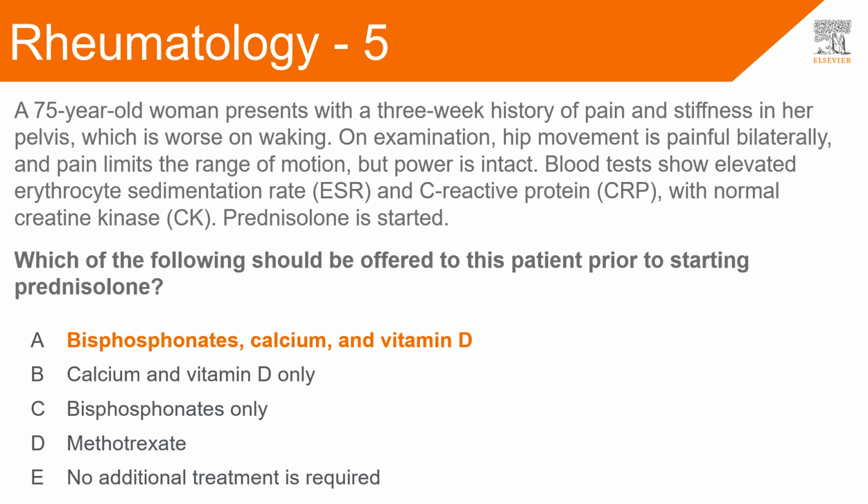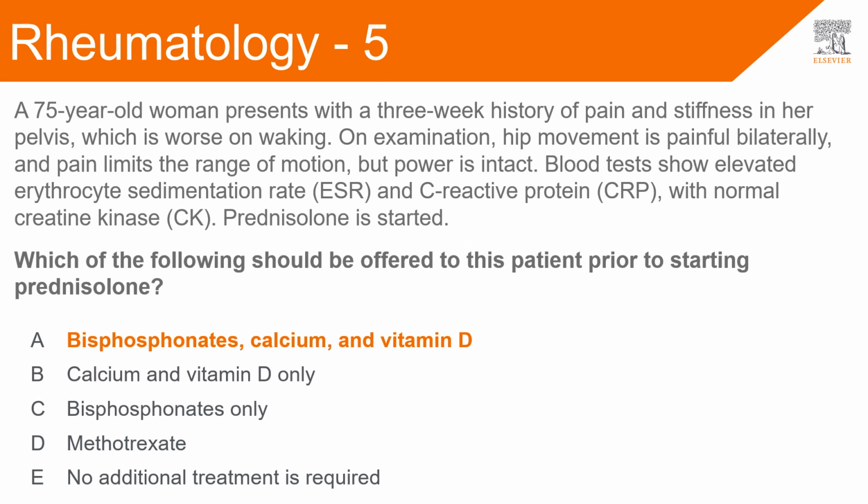And number 2, PMR presents with bilateral pain and stiffness in the pelvic girdle that's worse in the morning. So that's classic. The pain often presents in the shoulders and pelvic area, with morning stiffness lasting more than 45 minutes, and it can develop over a period of days and weeks. This patient has had a 3-week history, so very much in keeping there. It causes elevated inflammatory markers, ESR, CRP, etc. as well. Okay, the CK is normal, which is reassuring.